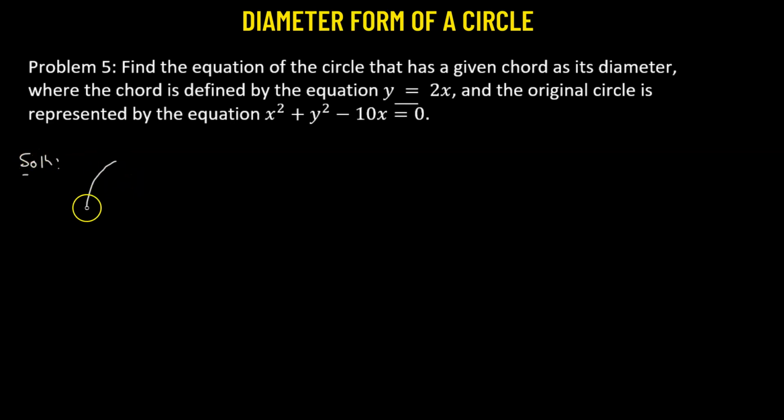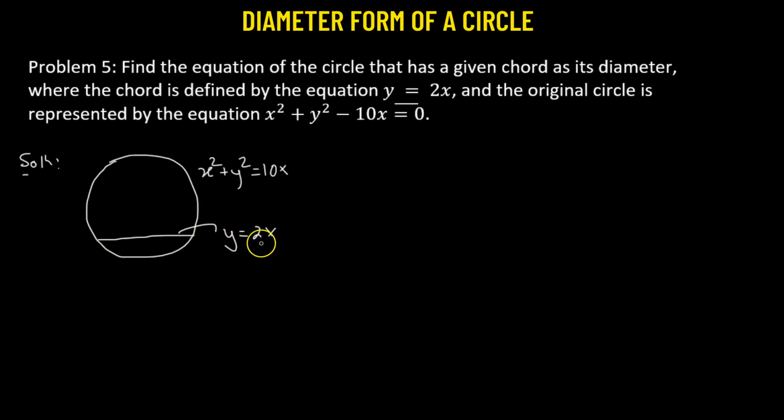So let's say we have a circle, and the circle has an equation x squared plus y squared equals 10x. Now, there is a chord that is given to us. The chord has an equation y equals 2x. Now, using this chord as the diameter, we have to find the equation of a new circle. That is, this chord is actually the diameter of another circle, and we need to find its equation.